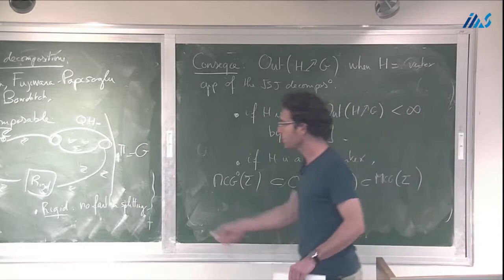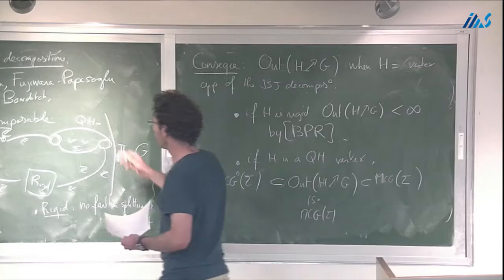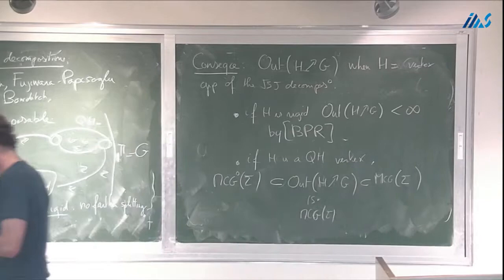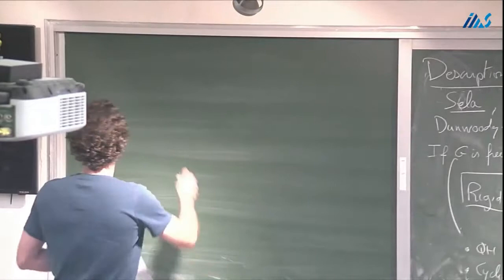So there are exceptional cases, like if you look at a pair of pants, then you should think of them as being rigid. That's kind of the boundary. So now it's a fact that all this, which I just mentioned, extends to relatively hyperbolic groups.